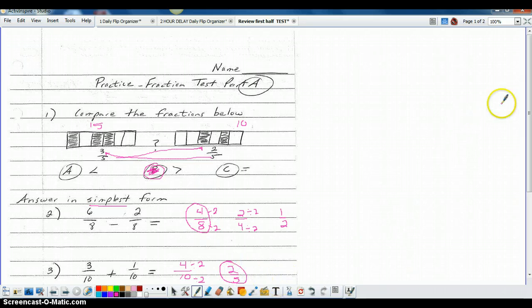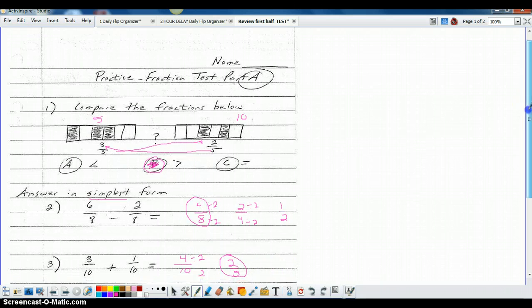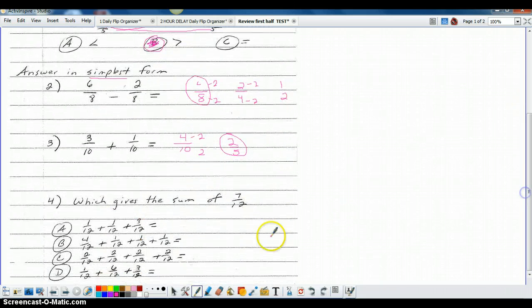That's my answer. Let's take a look at question number 4. Question 4 asks you which gives you the sum of 7/12. Well, what I want the students to do is try each individual one. 1/12 plus 1/12 is 2/12, plus 3 more is 5/12. That clearly does not give me what I'm looking for. So by process of elimination, I'm going to cross out A.